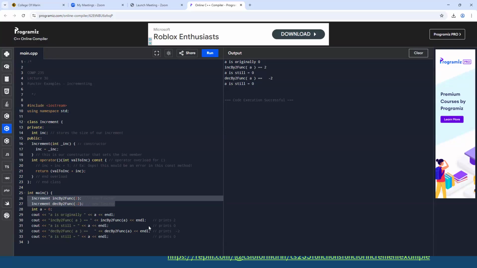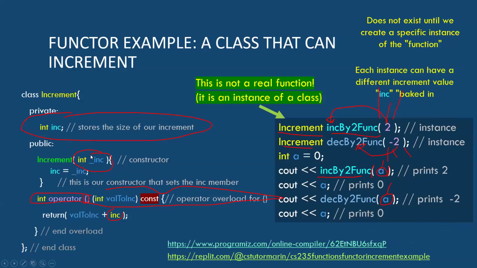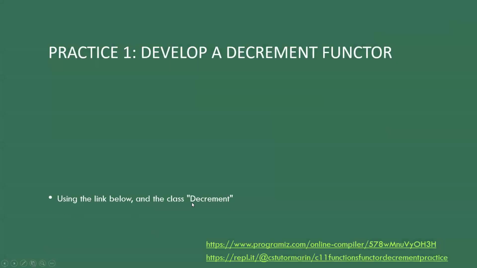And we could have made this, not the constructor, but the overload, a reference, right? So this could be int ampersand val to inc, and we could have literally changed a in that particular case. So all of the good things that we can do with a normal function or a method are, of course, available to us in this overloaded operator here as well. Okay, so there's quite a range of things that we can do.